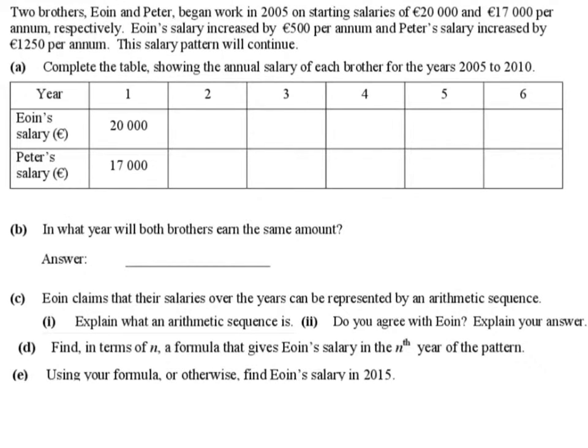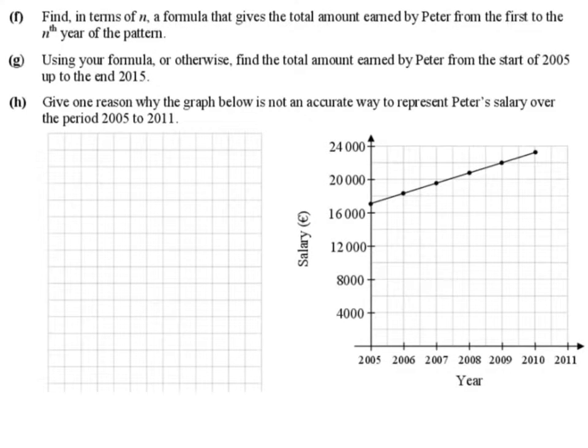Explain your answer. Part D. Find in terms of n a formula that gives Owen's salary in the nth year of the pattern. Part E. Using your formula or otherwise, find Owen's salary in 2015. Part F. Find in terms of n a formula that gives the total amount earned by Peter from the first to the nth year of the pattern.